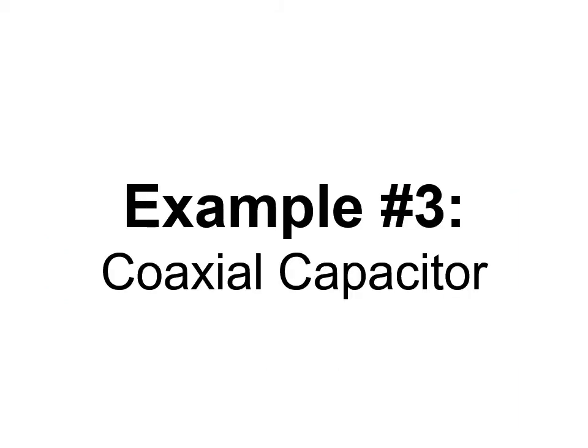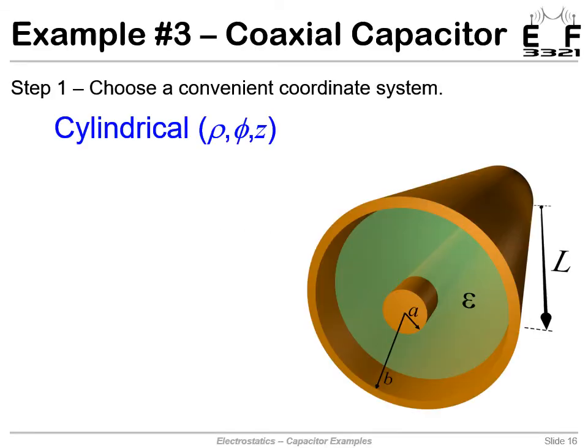Example 3, the coaxial capacitor. So on the right, we're showing a typical coaxial transmission line. It has a center conductor of radius A, an outer conductor where the inner radius is B, and some kind of dielectric fill with some sort of permittivity. And we're also giving it a length L. So step 1, according to our recipe, is choose a coordinate system. Well, in this case, our device looks like a cylinder, so it makes sense that we would analyze this using cylindrical coordinates. So that's really the answer to step 1.